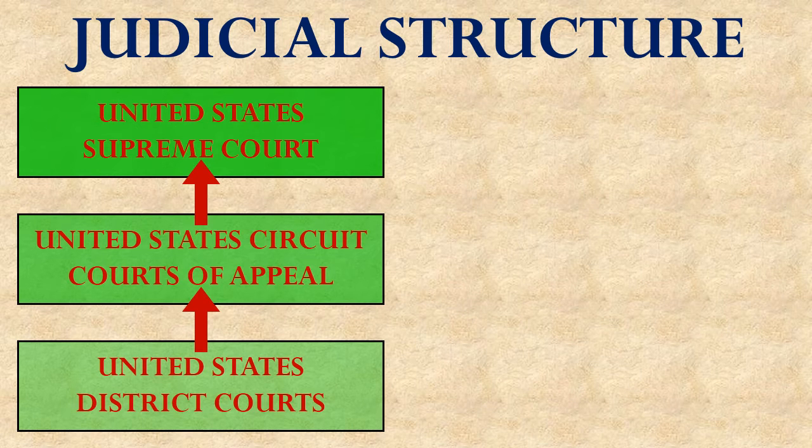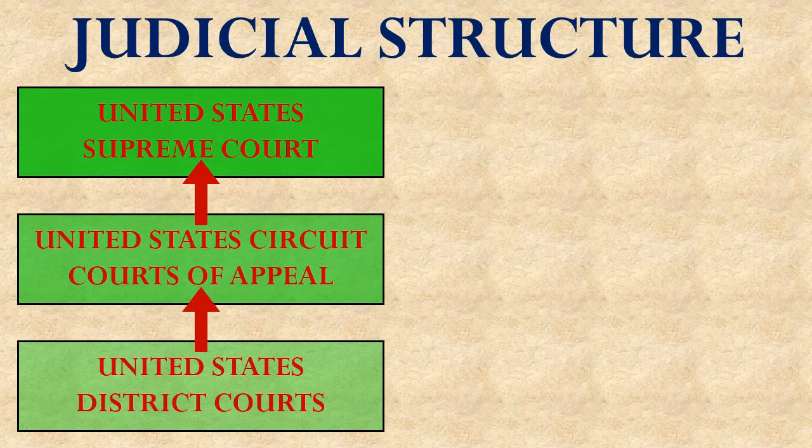So now let's return to our diagram. So in the federal court system, which we've completely diagrammed now, let me remind you at the bottom we have the district courts, in other words the trial courts, and then above them we have a layer of appeals courts called the circuit courts of appeal, and then above them a single Supreme Court.